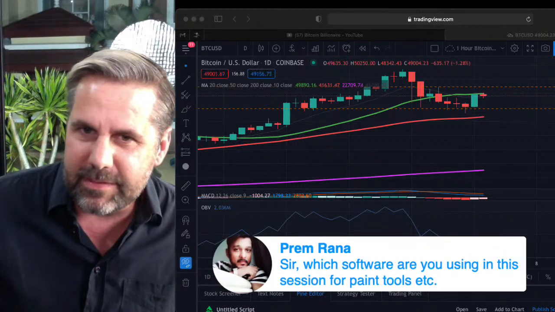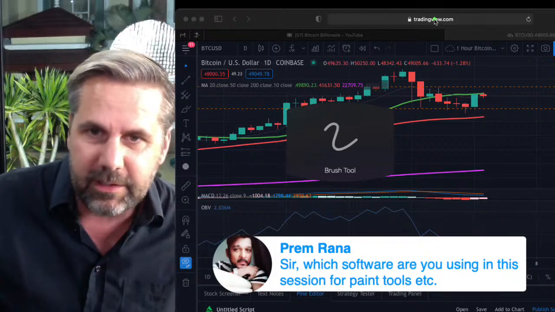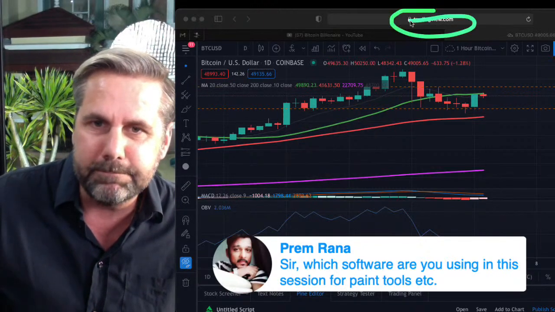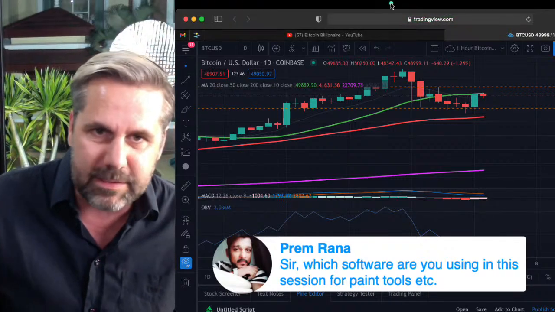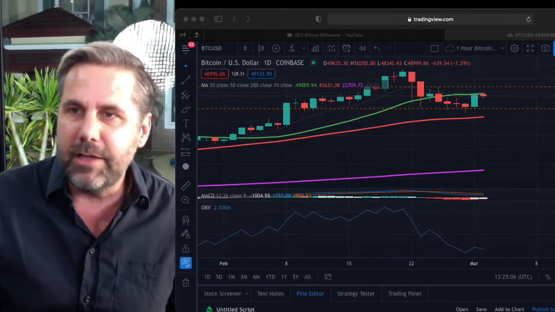Well, this is TradingView, which I've already answered. If you look here, I've already put in the comments, tradingview.com. Some of it is free, but some of it you have to pay. But anyway, I use a lot of software, not just that one.